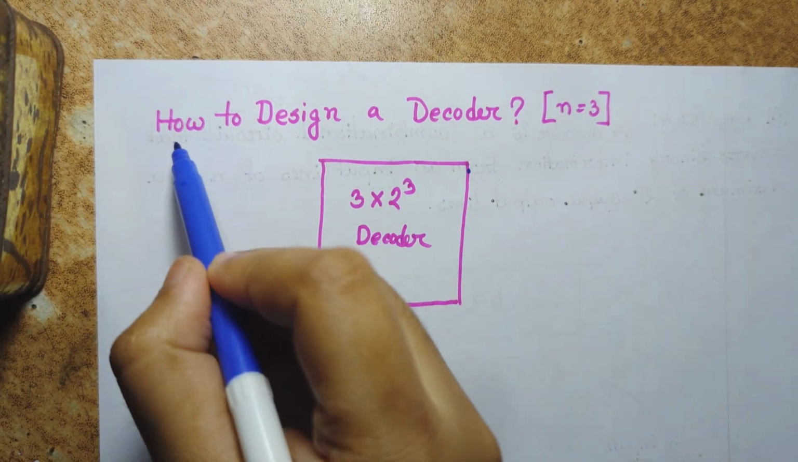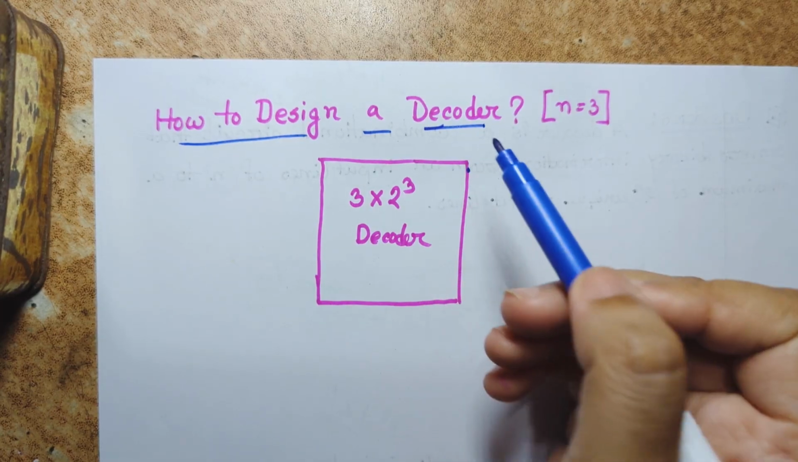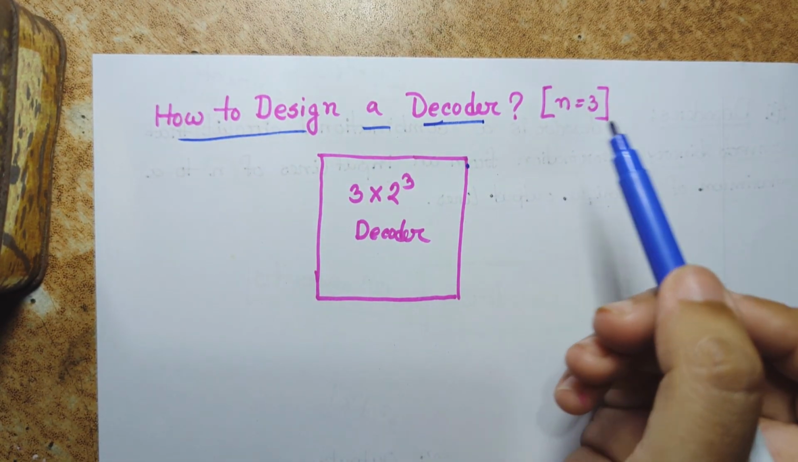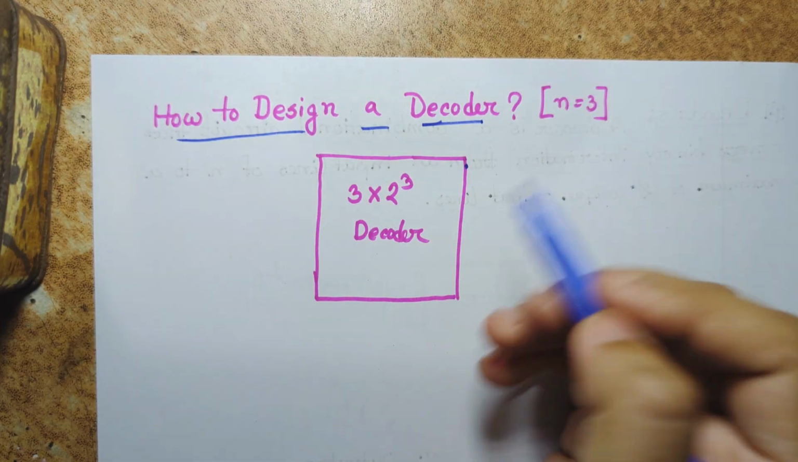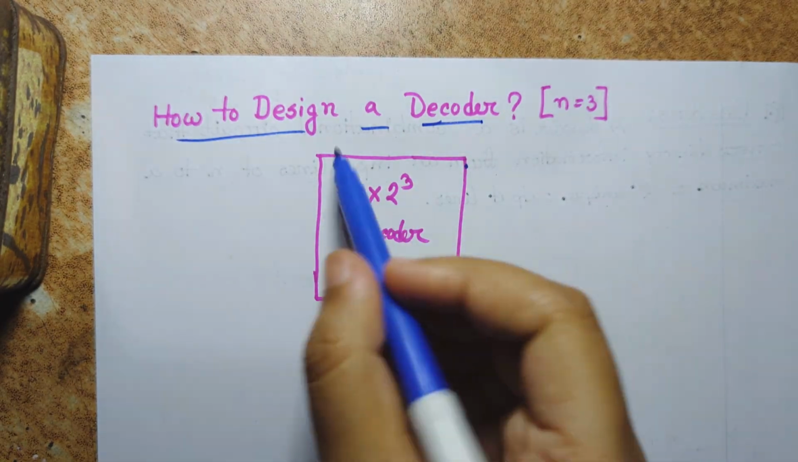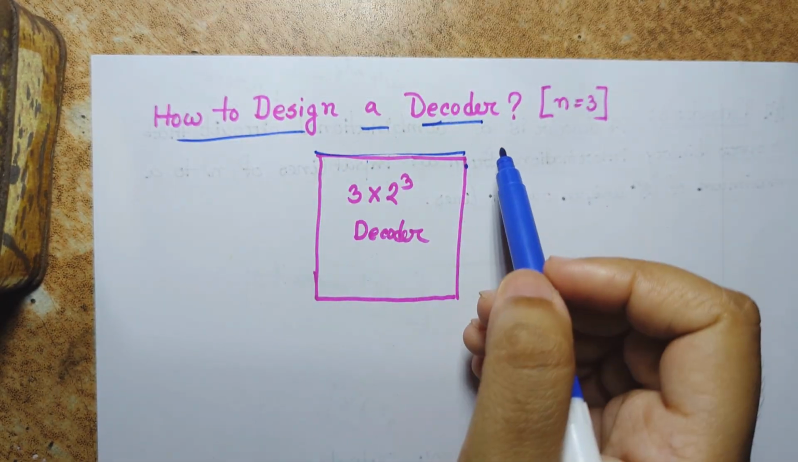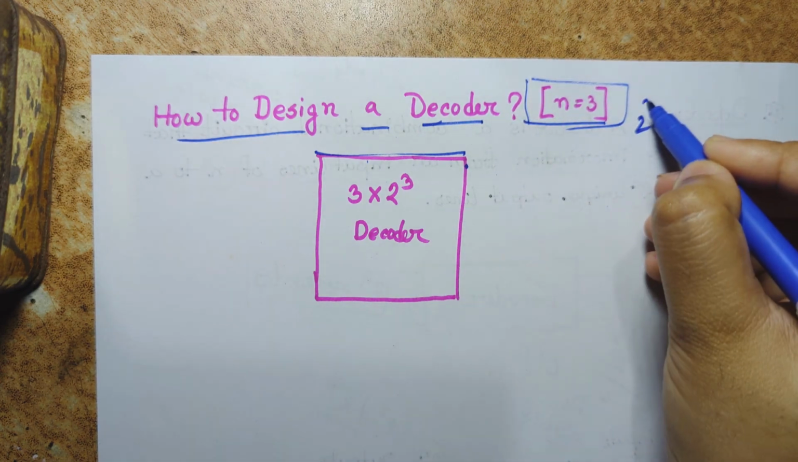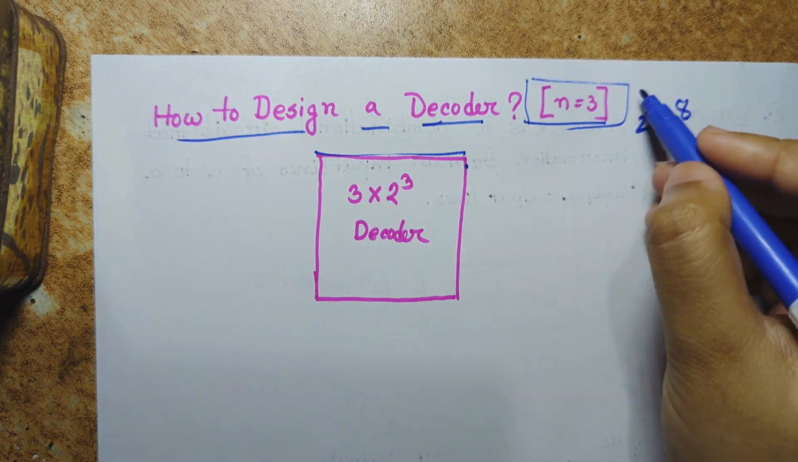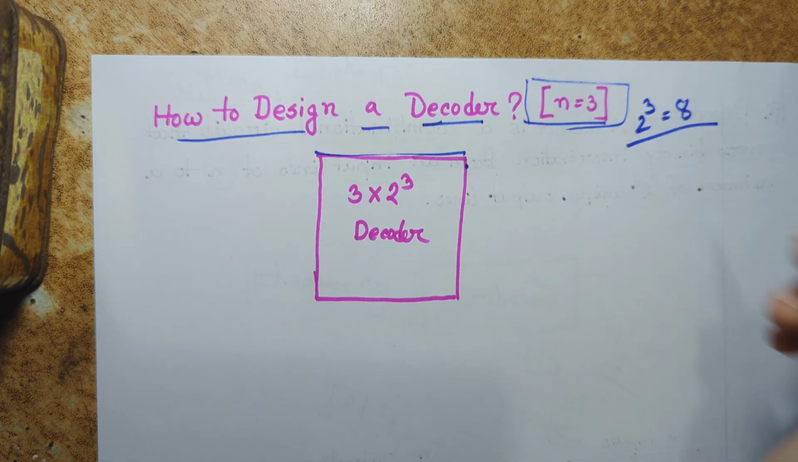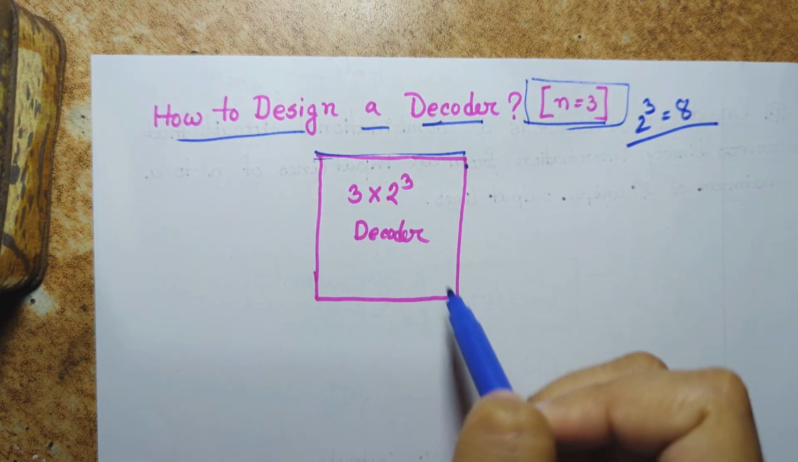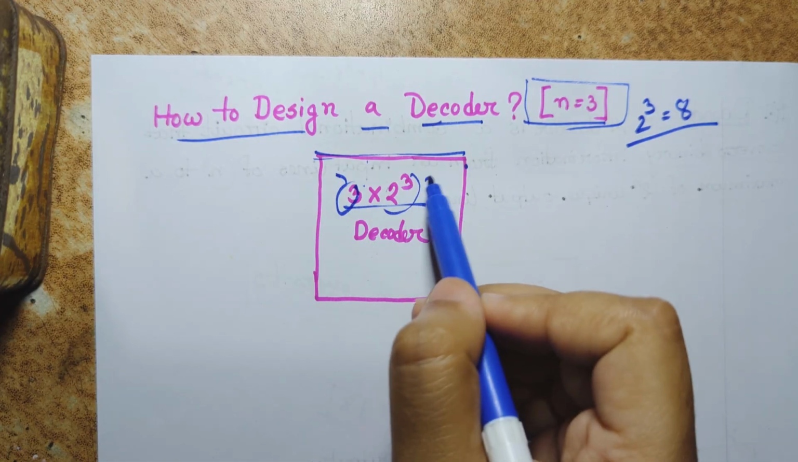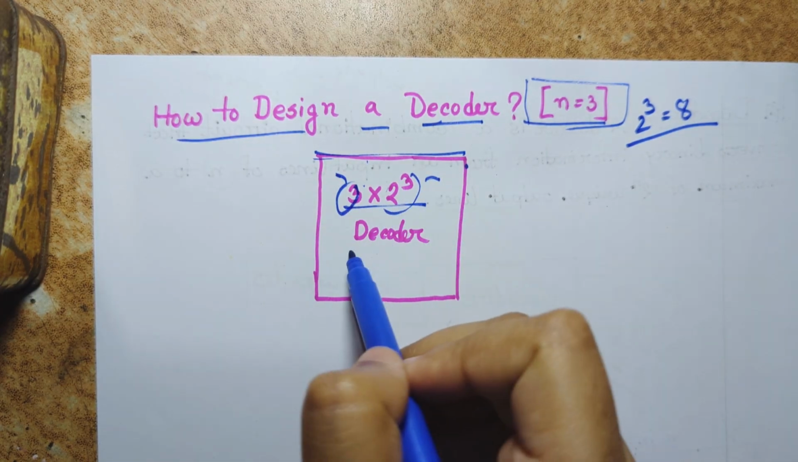Now let's see how to design a decoder. In our examination, there must be a question to design a decoder and they will give us different conditions. Let's see how to design it. Suppose this is our decoder. We took an example where the input lines are 3 and the output lines are 2 to the power n, meaning 2 to the power 3, which is 8 output lines. Let's design this decoder. Here this is the input and this is the output: a 3 into 2 to the power 3 decoder.